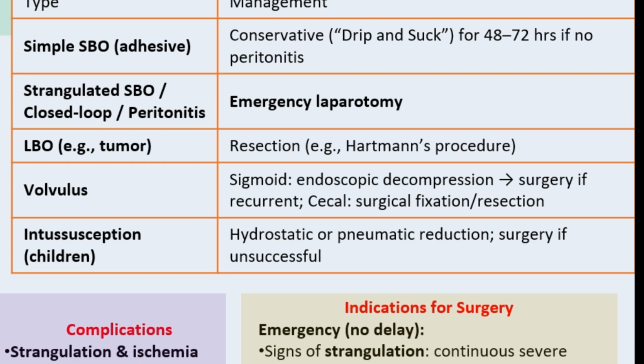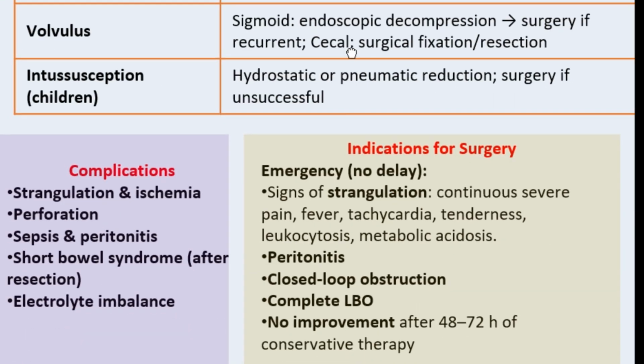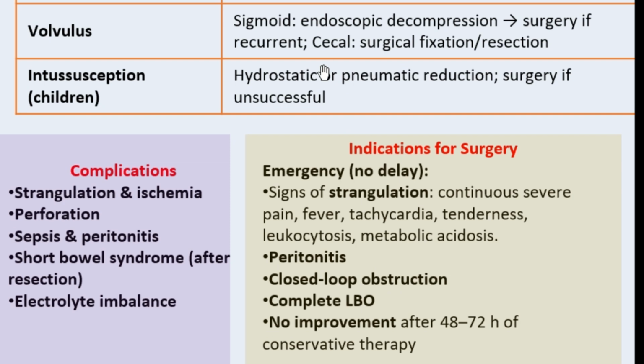So we have the complications of intestinal obstruction, and these include strangulation and ischemia. They include perforation, sepsis, peritonitis, short bowel syndrome, as well as electrolyte imbalances.